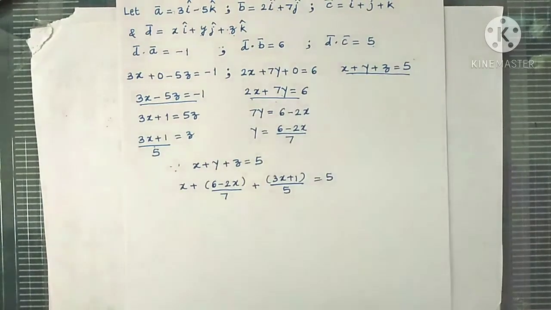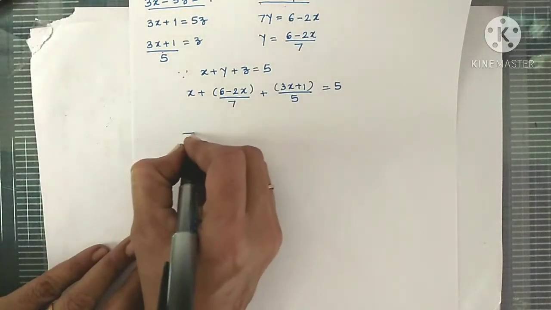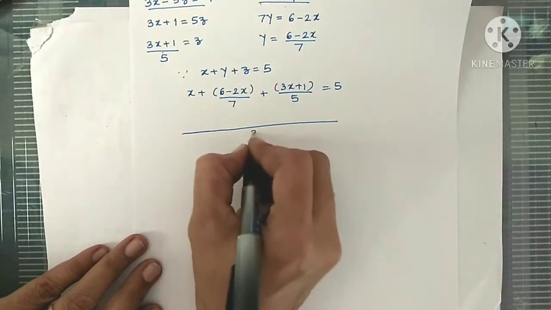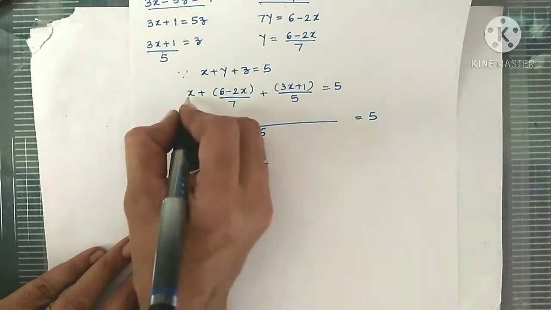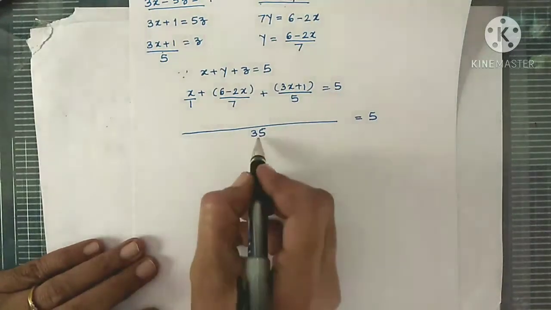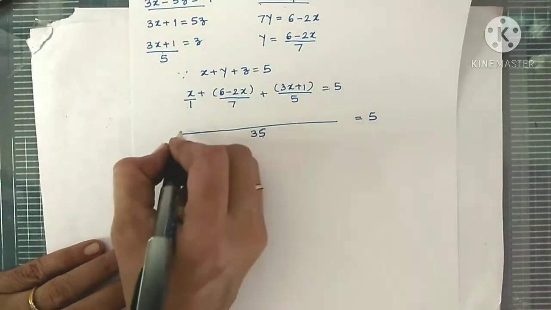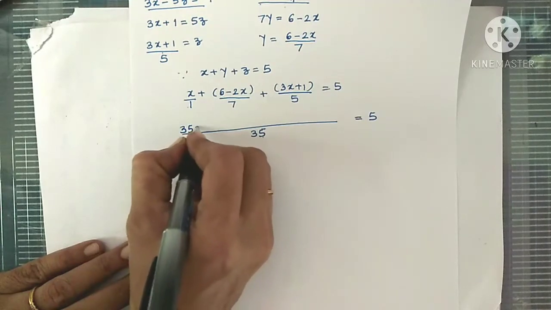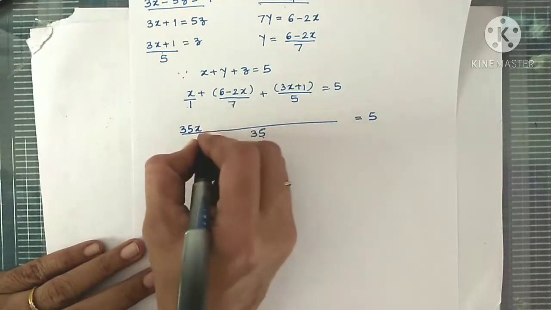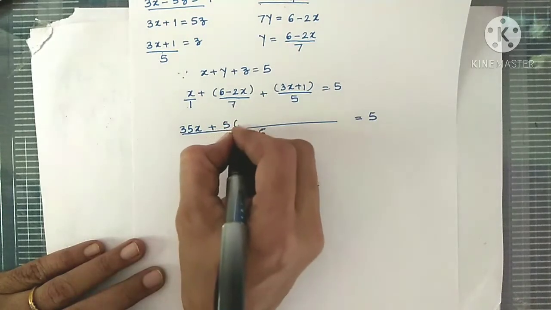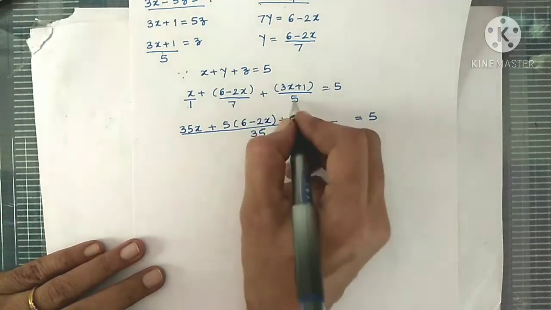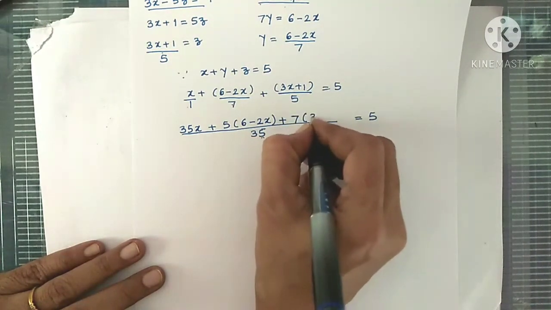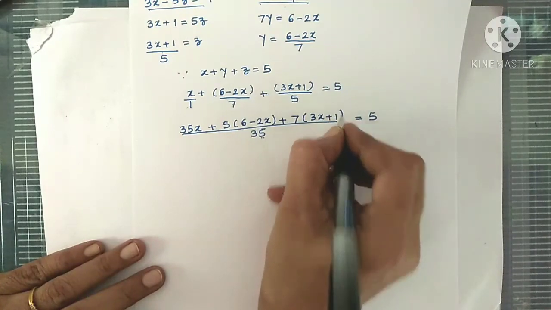equal to 5. Now the LCM of 7 and 5 is 35. So let's write the LCM first. Here the LCM of the denominators is 35, and the right side as it is. Here the denominator is 1, so 35 divided by 1 is 35. So multiply this numerator by 35. 35 by 7 is 5, so 5 multiplied by 6 minus 2x, plus 35 by 5 is 7, so 7 multiplied by 3x plus 1.